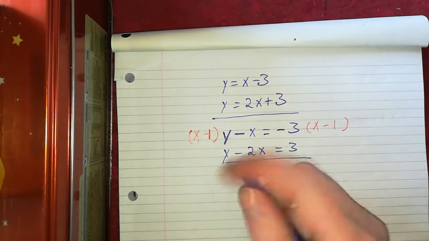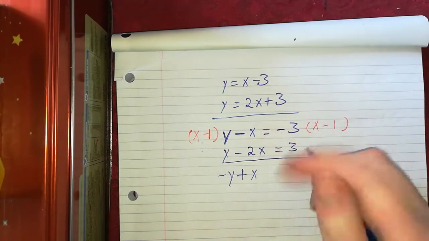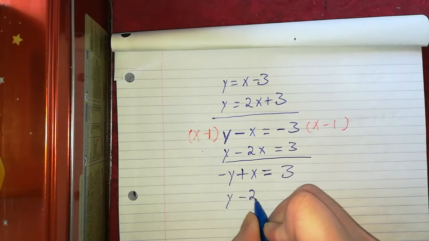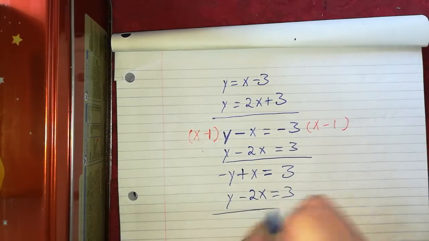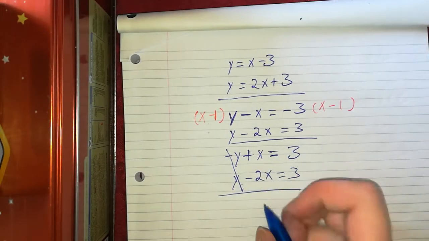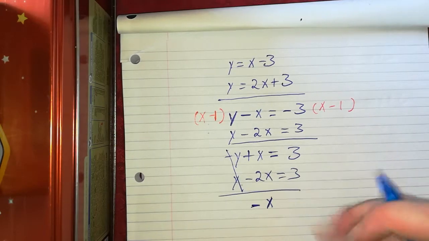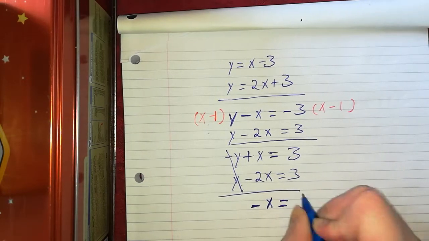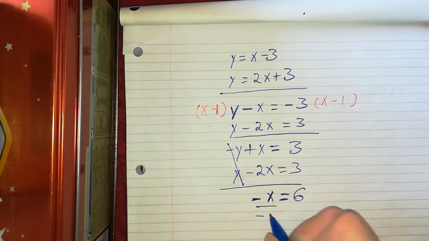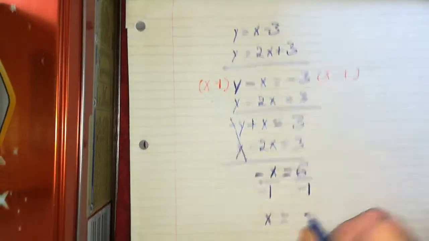So -1 by y gives me minus y, -1 by minus x gives me plus x, and -1 by -3 gives me plus 3. And then the bottom line stays the same. So now I have minus y plus y, so that's going to be 0. I have x minus 2x, so that's going to be minus x. And then I have 3 plus 3, so that's going to give me 6. So now I have minus x is equal to 6, but I want what x is, so I can divide both sides by -1, and then I get x is equal to -6.